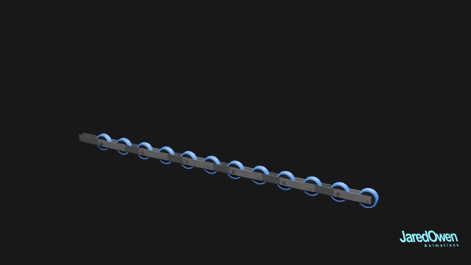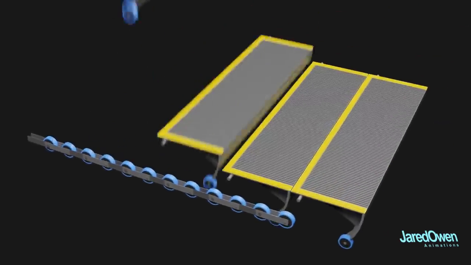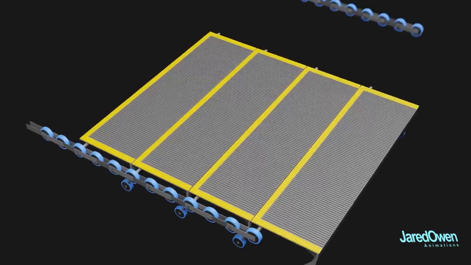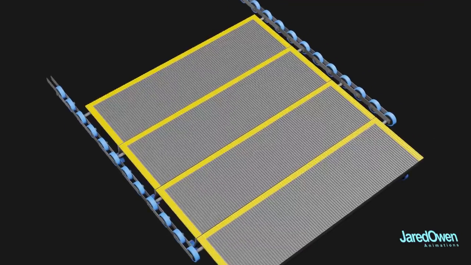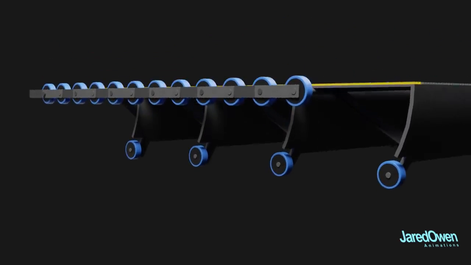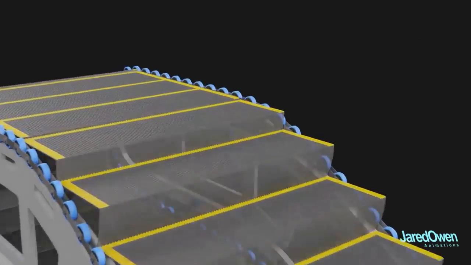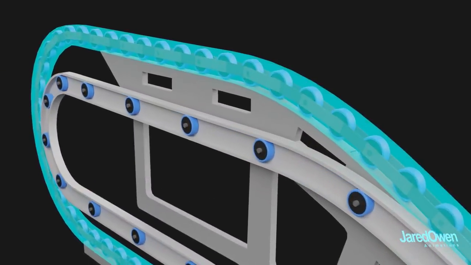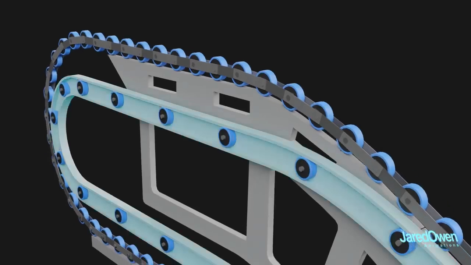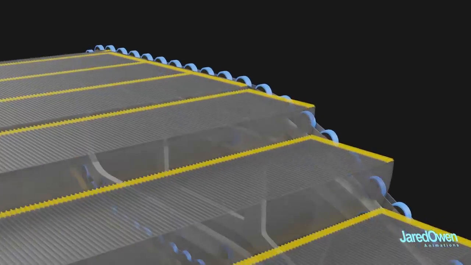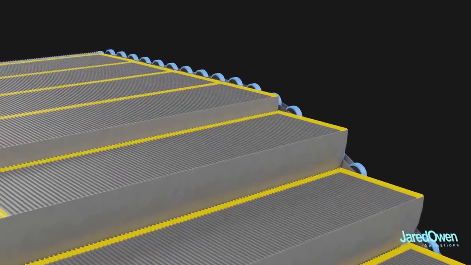Then we have what's called the step chain. This attaches to the top of each step. Now all we need is a track system to guide these wheels. The step chain rolls along the top here, and the bottom wheels roll along this track. The positioning of these tracks is what keeps the steps level.